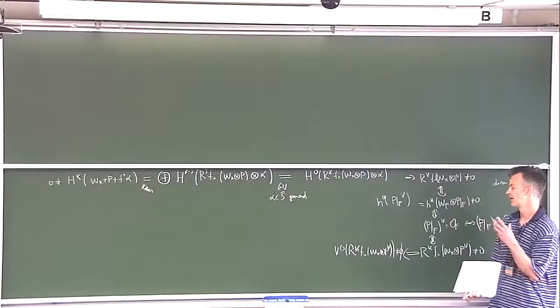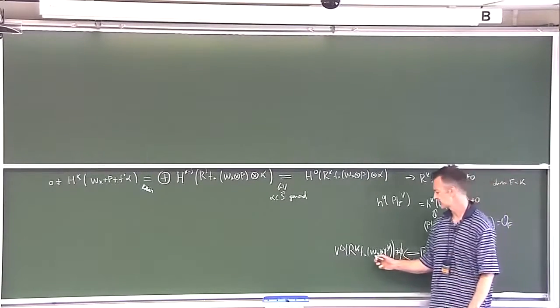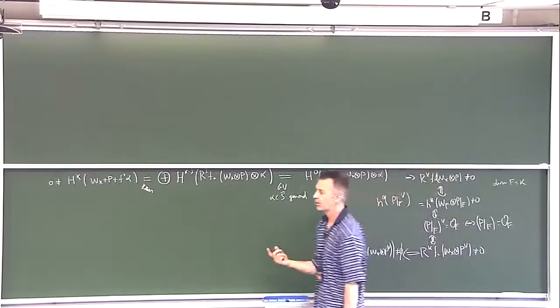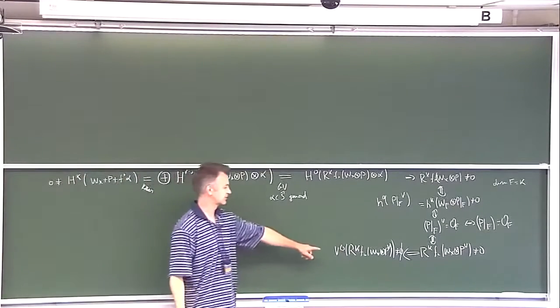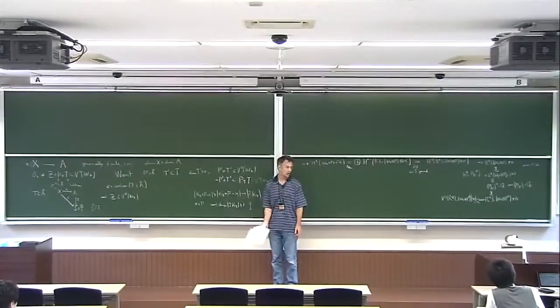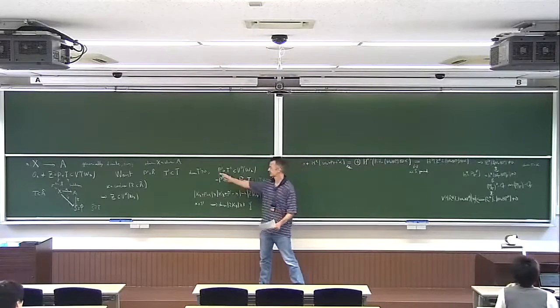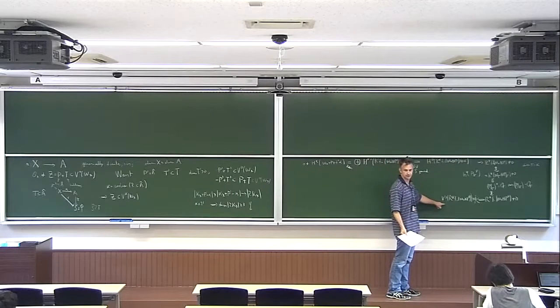Now, I want a little bit more. I don't want it just to be non-empty. I want it to contain a component of dimension at least 1. That component will be my T prime, right? So I'm going to deduce from the non-emptiness of this locus that component T prime. So in order to get a T prime of positive dimension, I want to deduce that this is not zero dimensional.